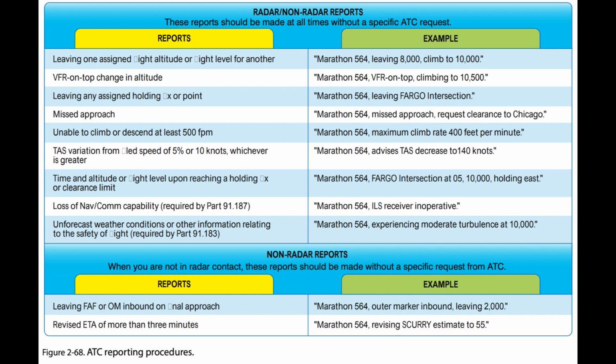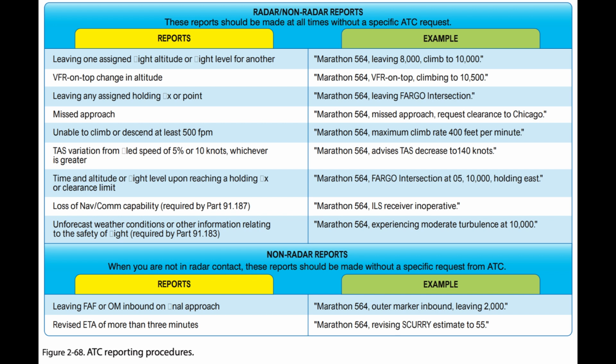Additional reports. The following reports should be made at all times to ATC or flight service facilities without a specific ATC request. 1. When vacating any previously assigned altitude or flight level for a newly assigned altitude or flight level. 2. When an altitude change is made if operating on a clearance specifying VFR on top. End of page 2-46.